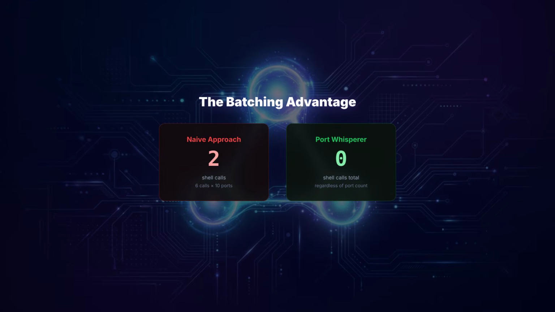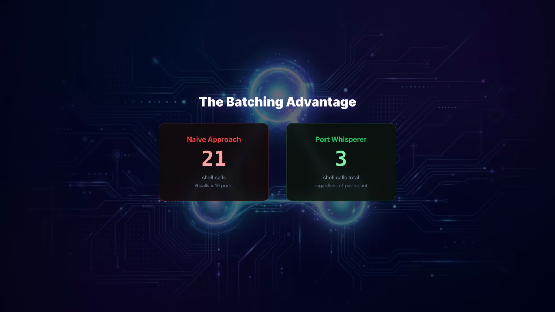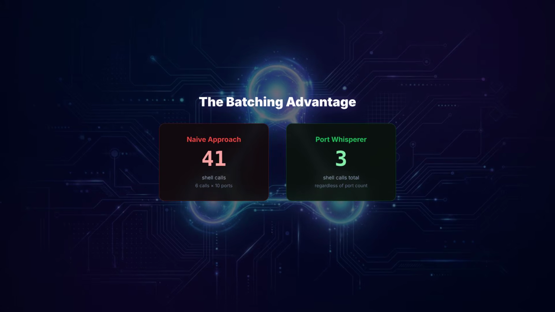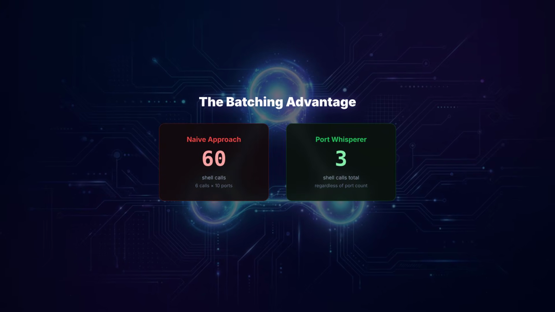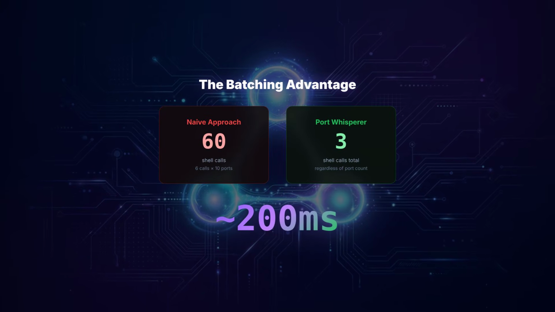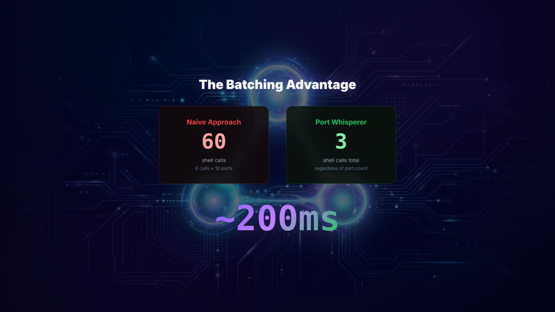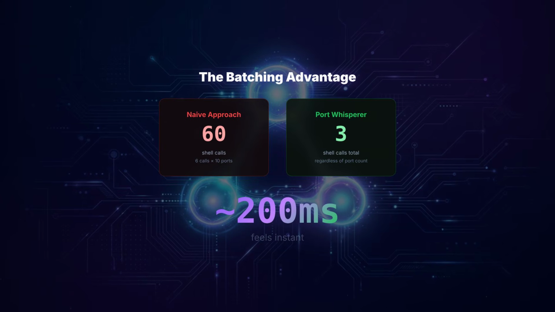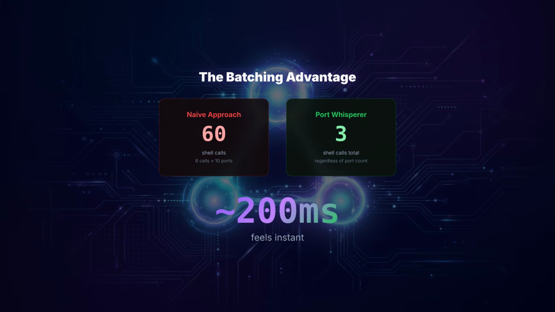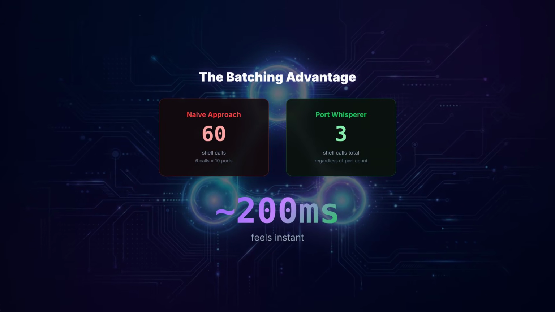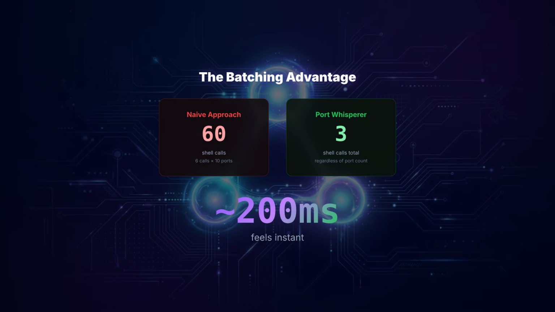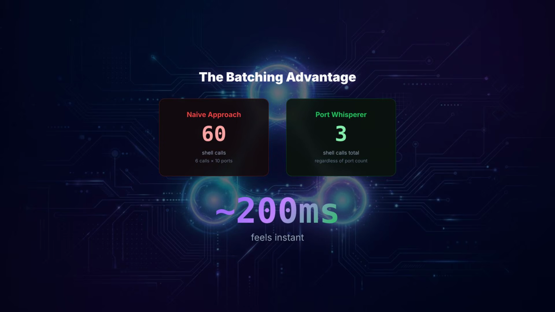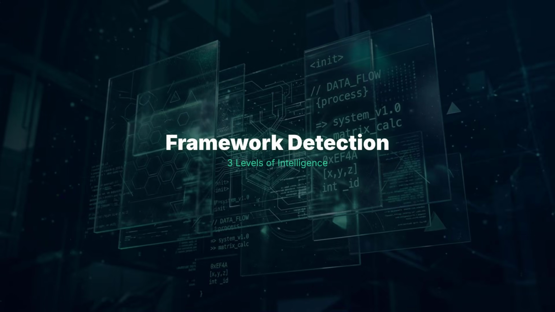This batching approach is the key architectural decision. A naive implementation might make 6 shell calls per process: 1 for ps, 1 for lsof, 1 for the working directory, 1 for the parent process, and so on. With 10 ports open, that would be 60 shell calls. Port Whisperer does it in 3 or 4, regardless of how many ports are active. The result is about 200 milliseconds of execution time, which means it feels instant.